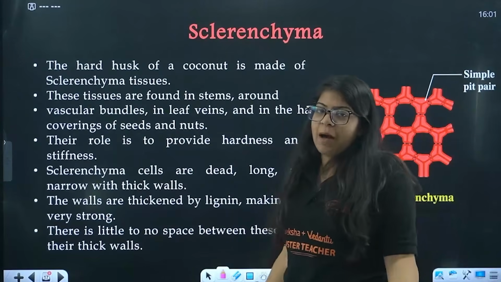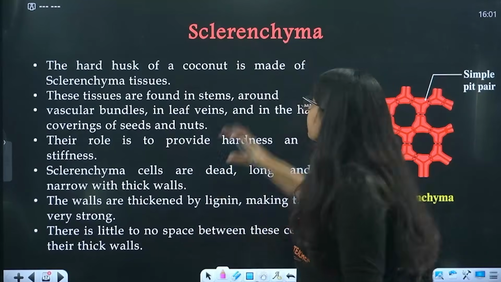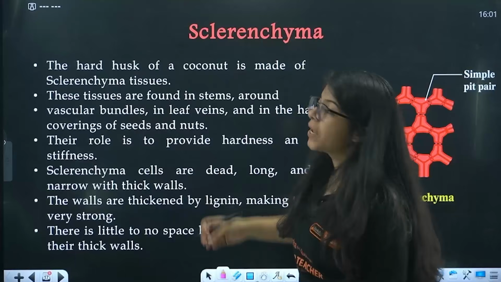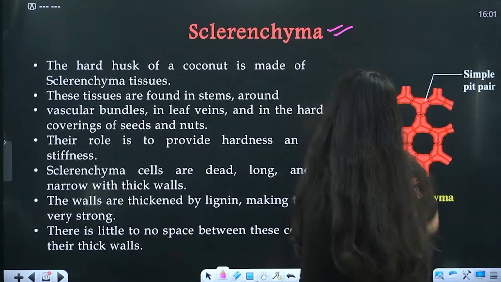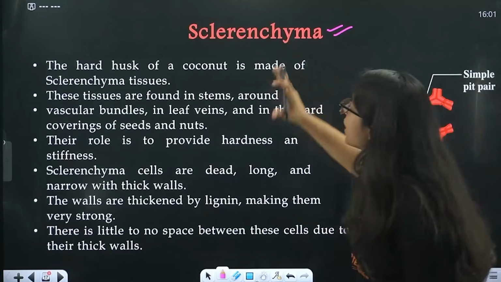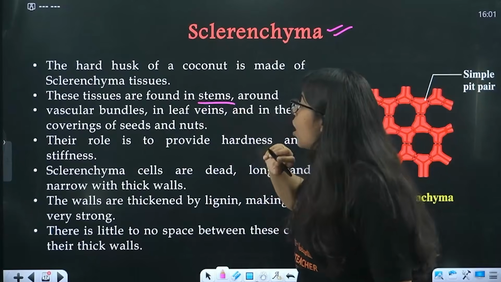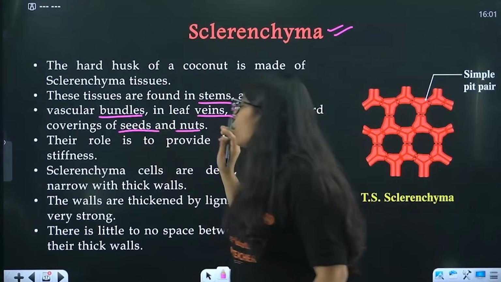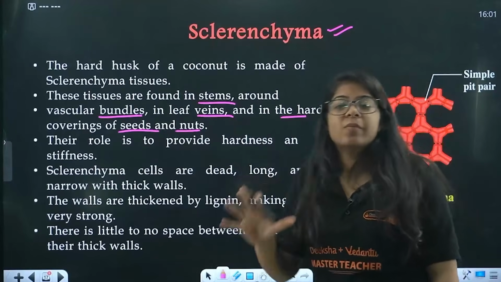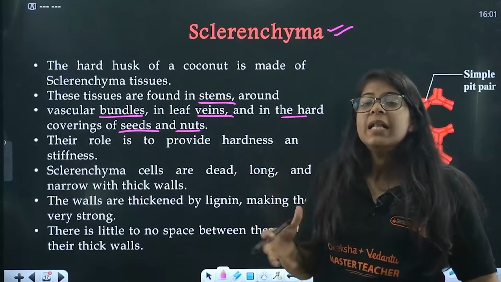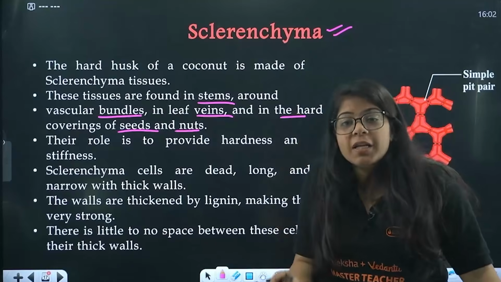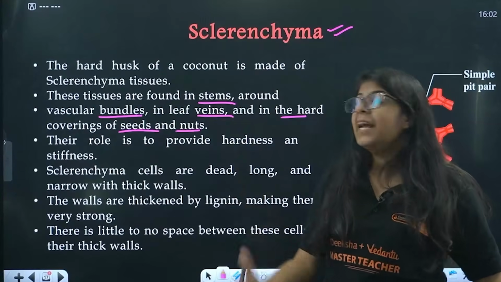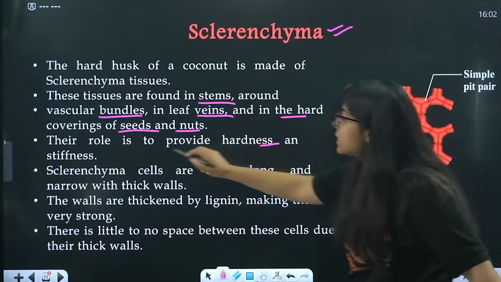So we don't do that with apples or mangoes. Why? Because the hard outer husk of the coconut is made up of a tissue called sclerenchyma. These tissues are found in stems, around vascular bundles, in leaf veins, and in the hard coverings of seeds and nuts. Their basic role is to give hardness and stiffness, to protect from the outer world.